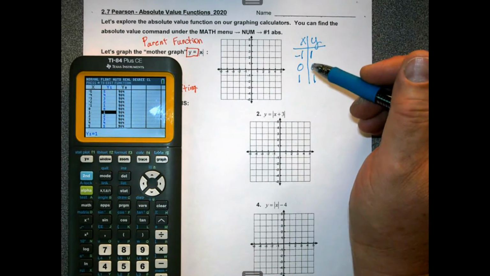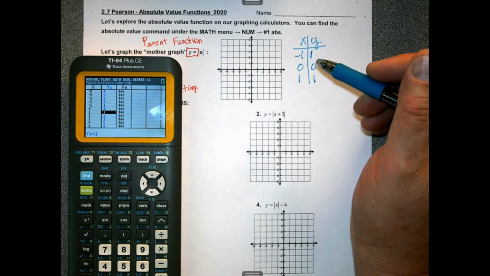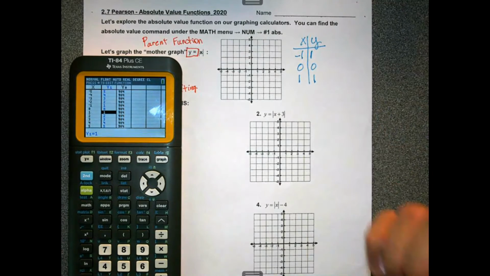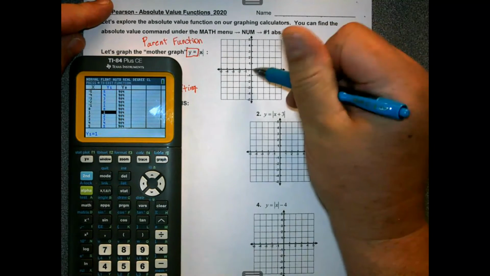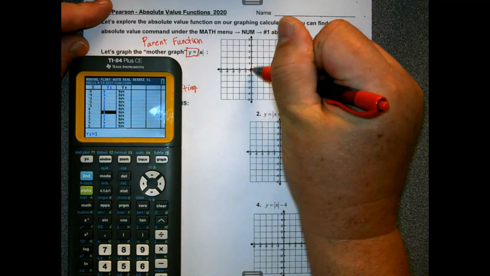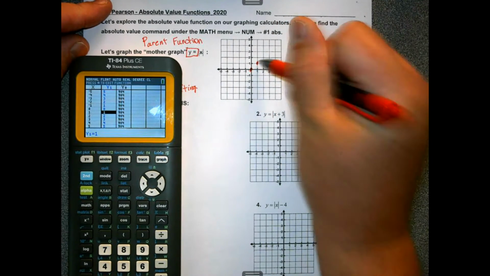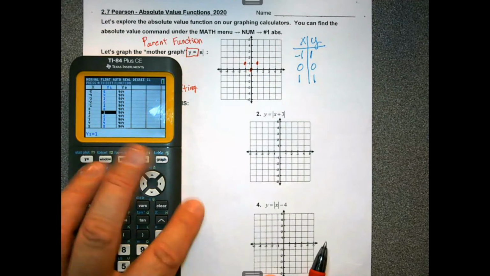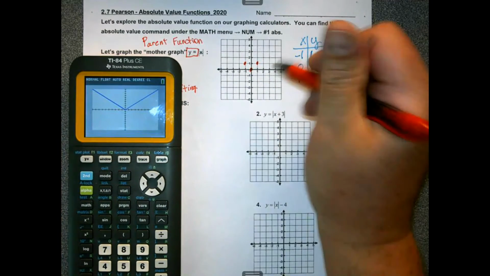But like I said, on your SATs, they have transformations on there. You're going to have to figure out some points to draw the graph. So I'm going to plot 0, 0, 1, 1, and -1, 1, and draw my V.